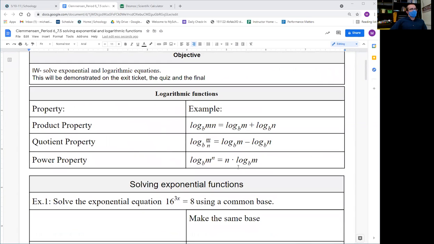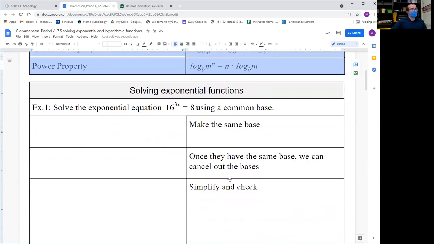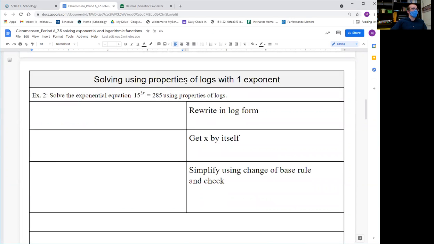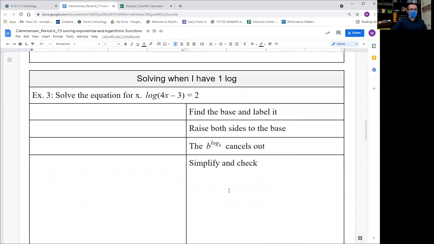I put up here this first part a little reminder for our log properties, because we'll be needing those later on in these notes. The first thing we're going to go over is solving exponential functions when we have a common base. And we're going to go over solving using properties of logs with one exponent. So something like this when we just have one exponent up top. And then we'll go into our log section.